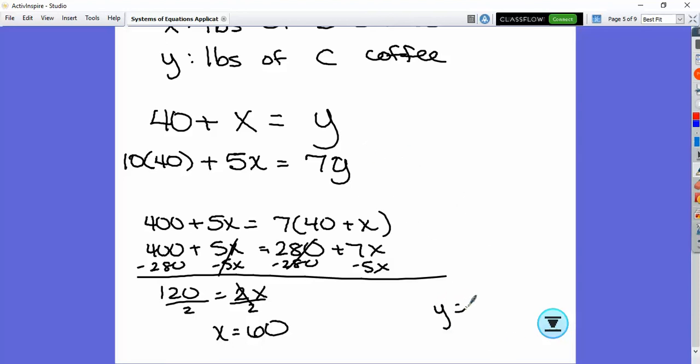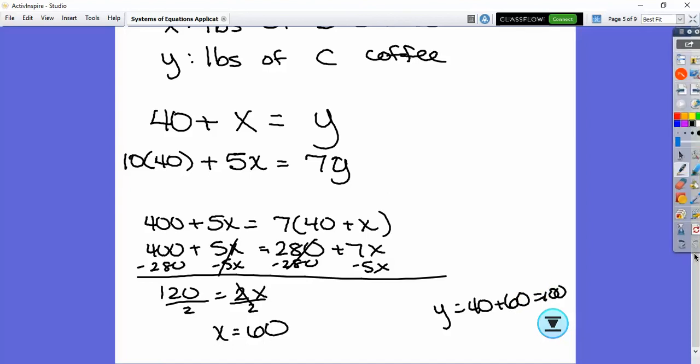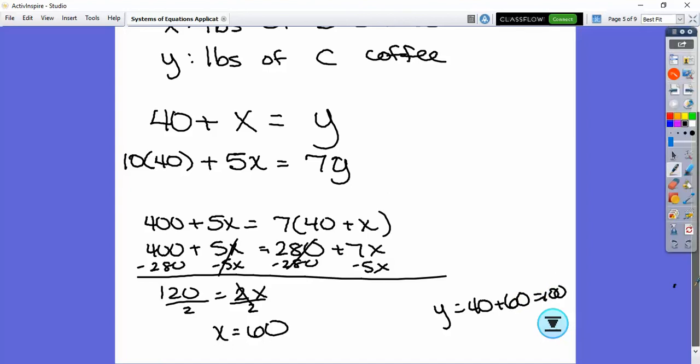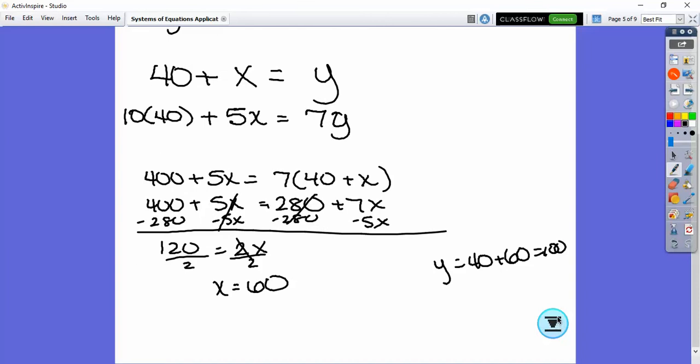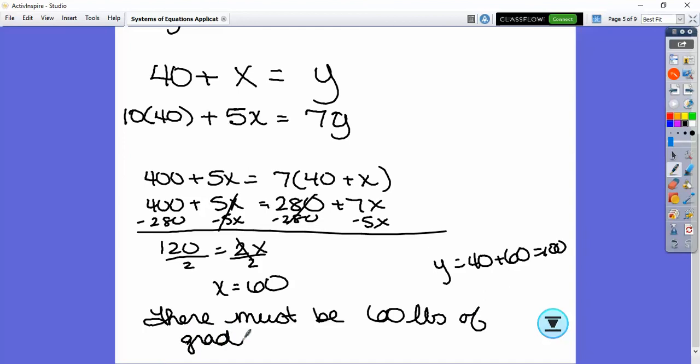X is 60. And so that means Y is 40 plus 60, which is 100. But make sure the sentence answers the question, and the question was only how many pounds of the B grade coffee. We need 60 pounds of that one.